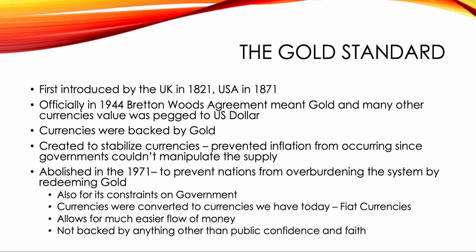It also caused constraints for government, so they weren't able to freely transfer money because of this issue with gold. So currencies were converted to the currencies we've got today, which are called fiat currencies. So the euro, Australian dollar, Chinese yuan, everything, they're all called fiat currencies because they're not backed by gold. They're not backed by anything other than public confidence and faith. But this allows for a much easier flow of money. We can transfer between each other. Governments can print money if they want to. They just have to be smart about it.